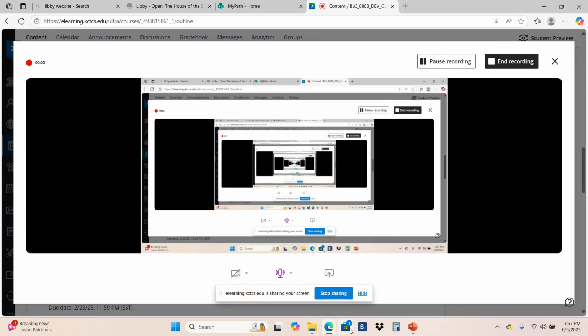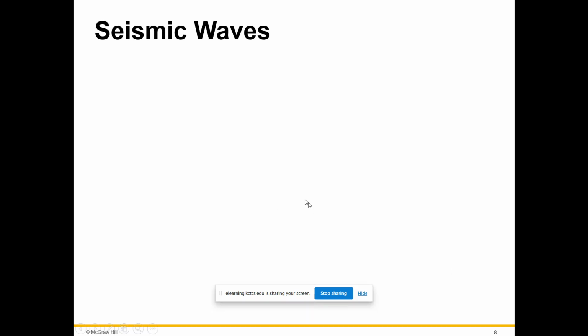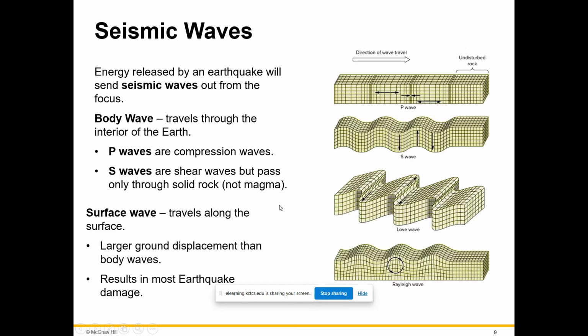Okay, we are now going to be looking at seismic waves and measuring earthquakes. All right, so as we talked about, seismic waves are the vibrations that happen after the rock breaks. Just like if you were to snap that ruler, it would vibrate and wiggle on both sides of that break or fault.